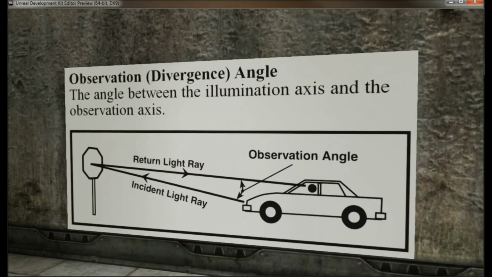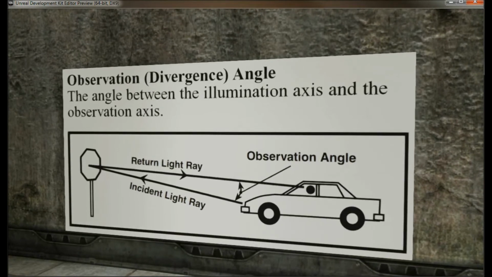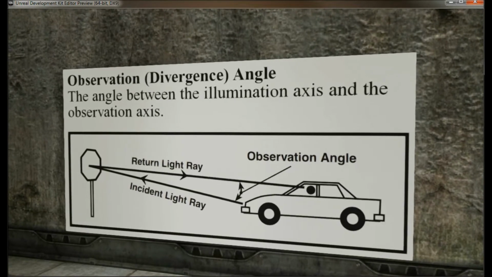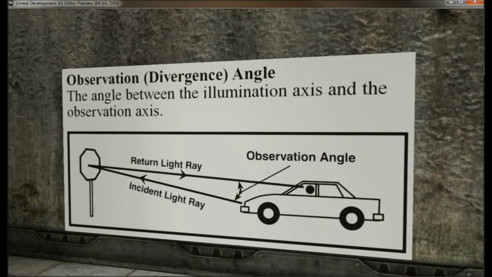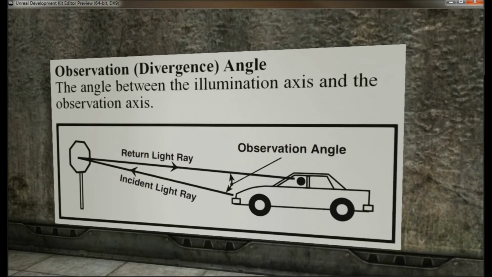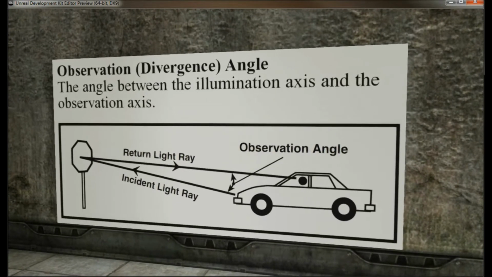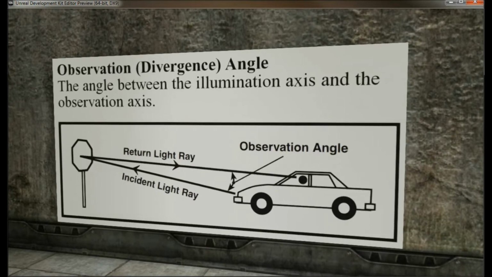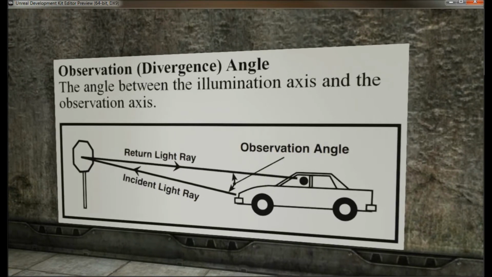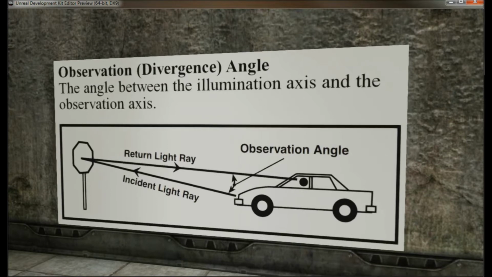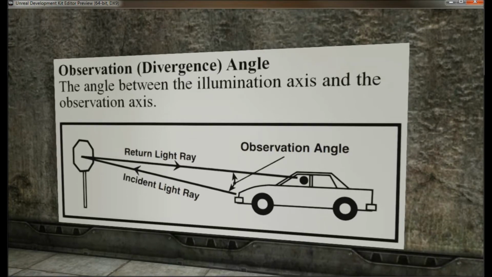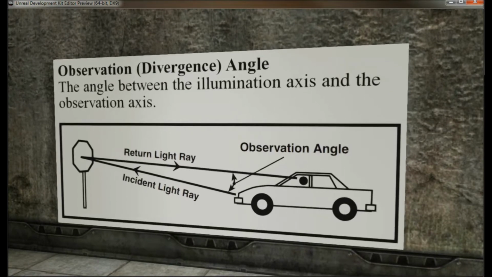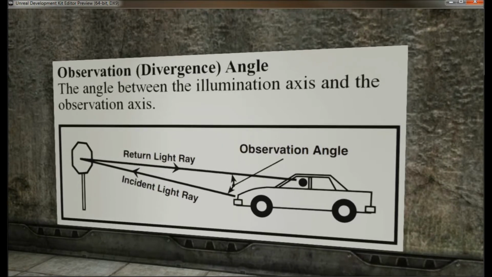The observation angle is simply the angle between your eye and your car's headlights with respect to the sign that your headlights are shining on. The size of the angle depends on how far you are from the sign. The closer you get, the bigger that angle becomes. The reflective effect of the sign depends on the size of the angle. The bigger the angle gets, the dimmer or darker the sign becomes.